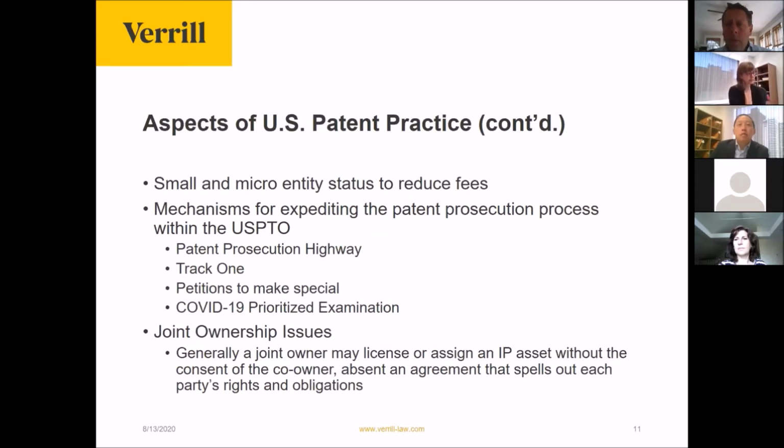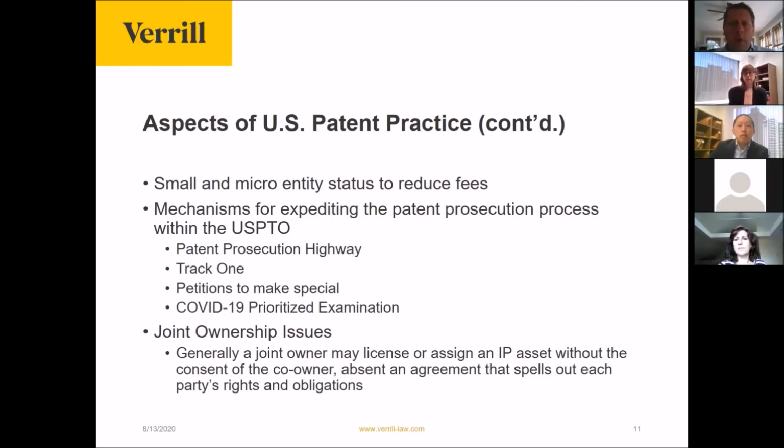there is an opportunity in the U.S. to reduce filing or many of the government fees for small and micro entities. Small entity status reduces most government fees by 50% and micro entity status by 75%. That can be helpful.